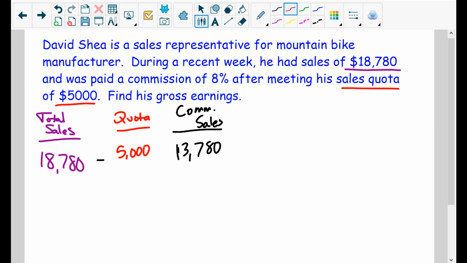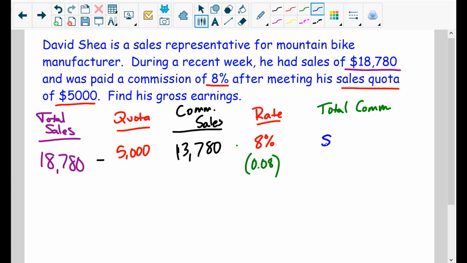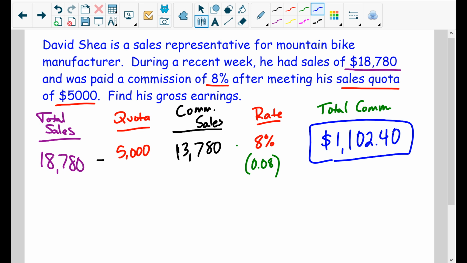And then we can take our commission rate here at 8%. Let's multiply these two together. So 13,780 times 8%, well, remember, 0.08. So multiply our commissionable sales times our rate at 0.08, and it was 1,102.40. Okay. So quota, you're subtracting that value there. Okay. That's it.